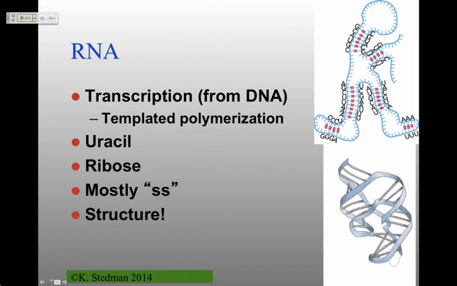RNA, again, is made from DNA through templated polymerization, and the only differences are really uracil and ribose. RNAs are wonderful at forming secondary structures. Let's say secondary structures now for nucleic acids, basically binding through base pair interactions and opposite strands. And to do that, they give these wonderful structures, which of course are going to give you functions.